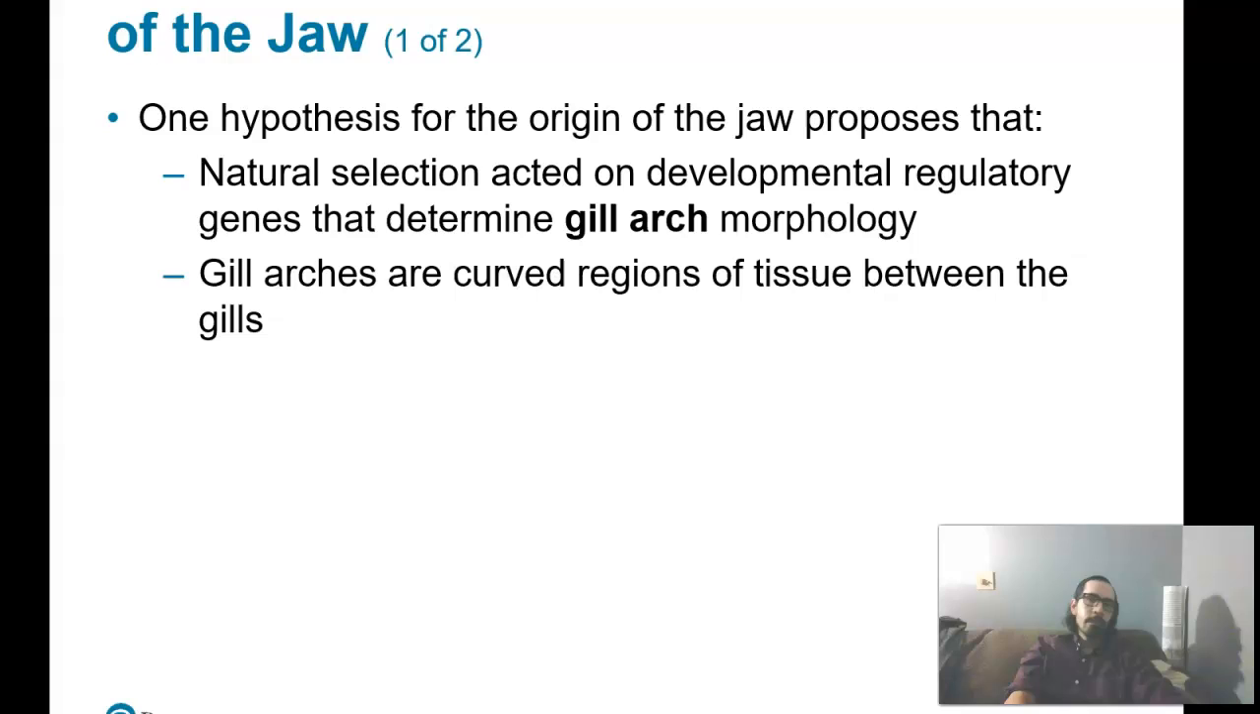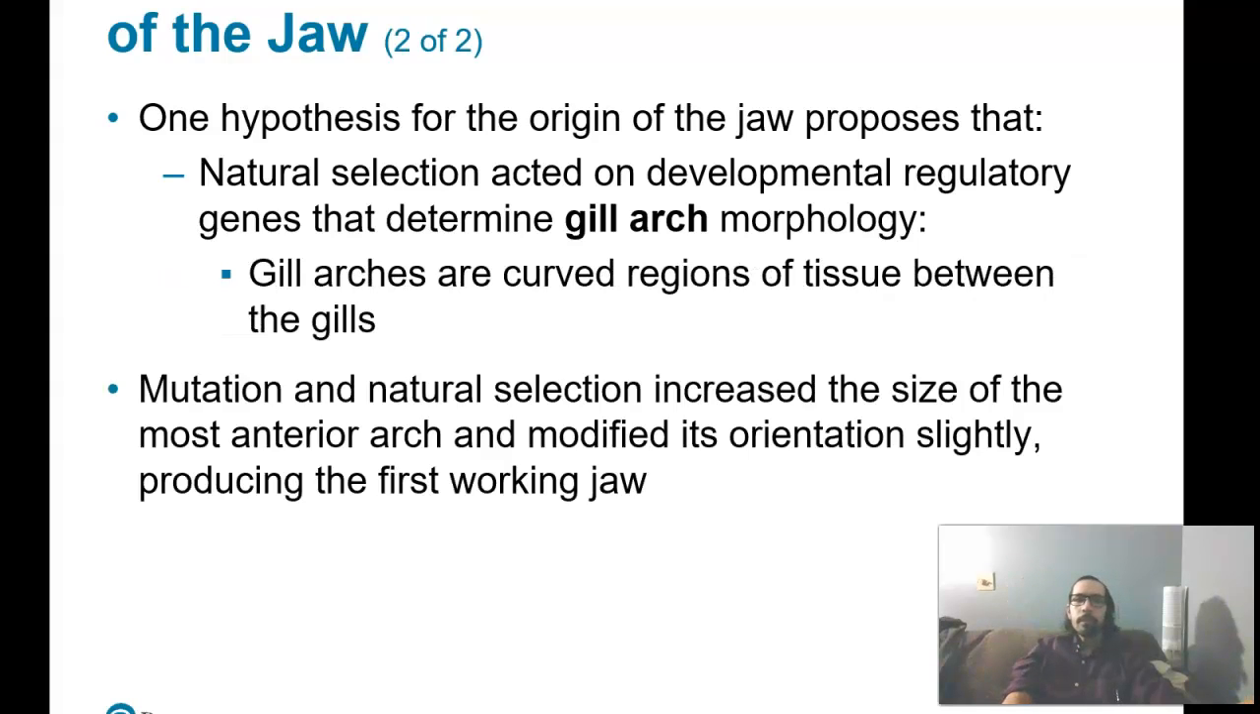One hypothesis for the origin of the jaw proposes that natural selection acted on developmental regulatory genes that determine the gill arch morphology. In other words, the first jaws derived from modified gill arches, or the first gill arches, and then mutation and natural selection increased the size of the most anterior arch and modified its orientation slightly, producing the first working jaw.